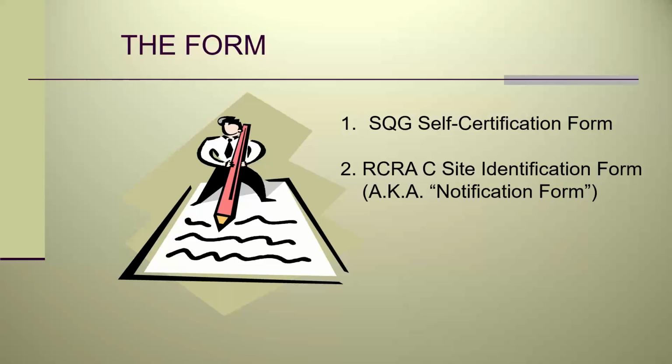The second form you'll get is called a RCRA-C Site Identification Form, which we also call a notification form. This form is filled out by every business that makes, transports, or receives hazardous waste, and it's used to tell DES general information about your business and the hazardous waste activities that go on there. We're only going to look at the notification form very briefly and spend almost all of our time discussing the self-certification form.